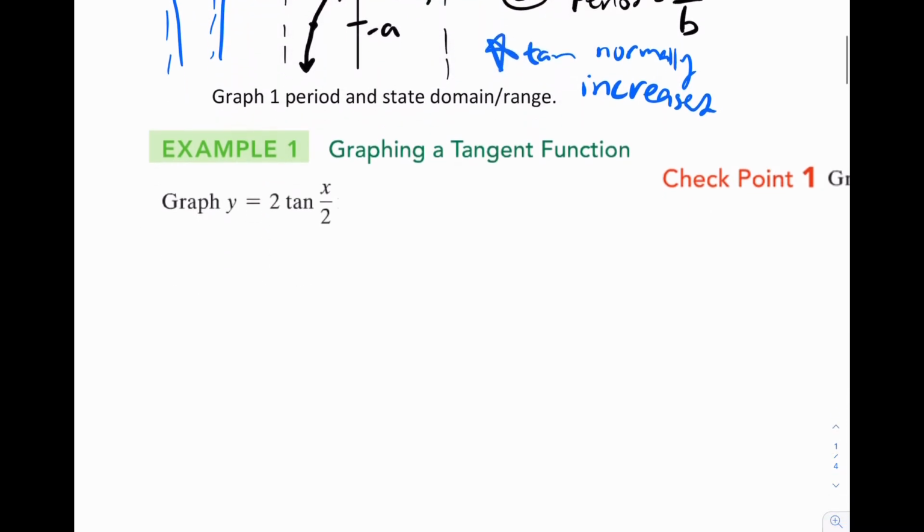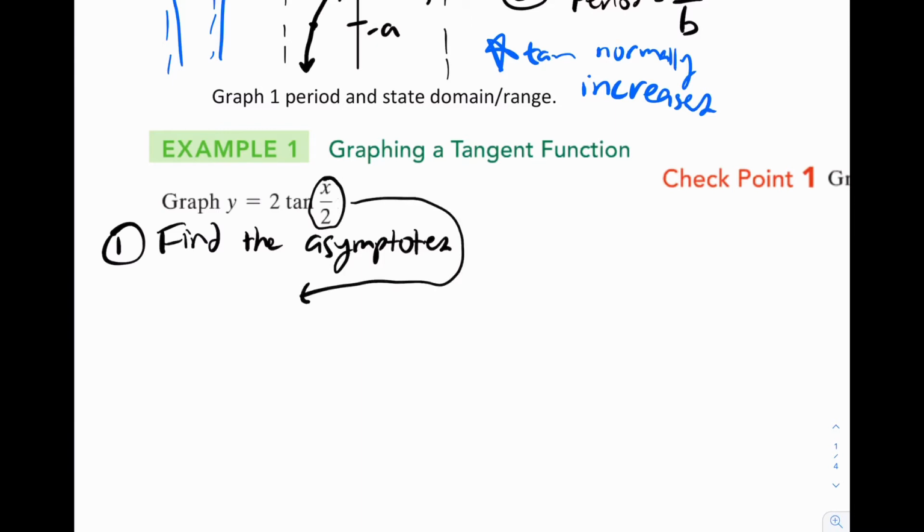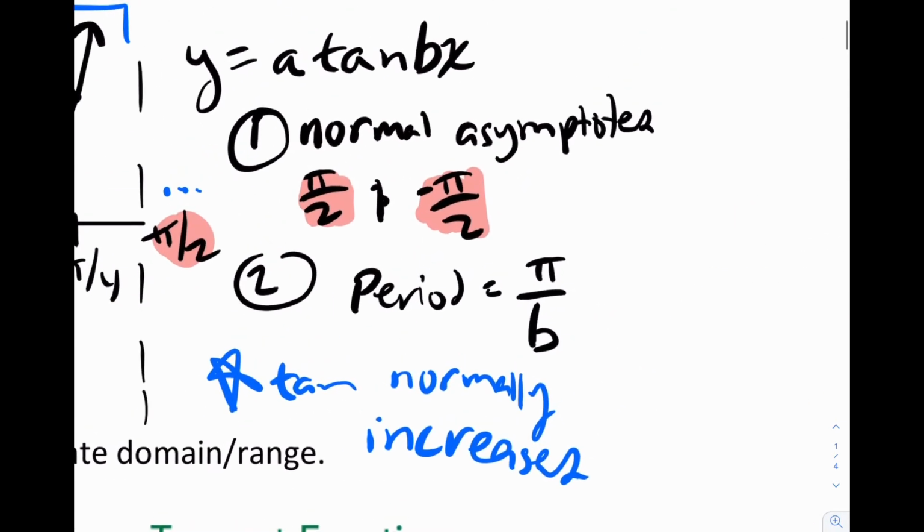So for this first one, I'll put step 1. What you want to do first is find the asymptotes. And how you do that is you grab this bx part, in this case x over 2, and make it an equality. And what we're going to say is it's normally between pi over 2 and negative pi over 2. Okay, so again, that's from your normal asymptotes. That's from this fact right here.